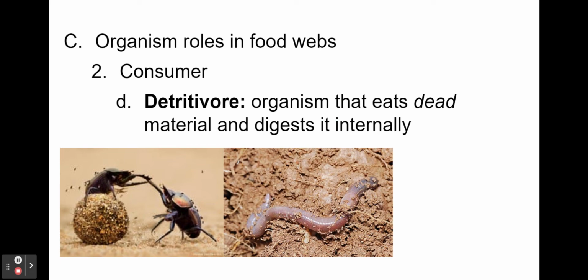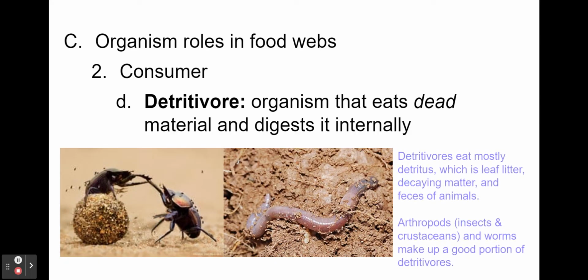Another type of thing that eats other things, another type of consumer, is a detritivore. This is an organism that eats dead material and digests it internally. This is another way of saying it has a mouth. When we're thinking about a detritivore, there's two awesome examples on the screen. On the left, we have two dung beetles that are eating the decaying poop of animals. And on the right, we have an earthworm that's eating all of the dead organic matter in soil.